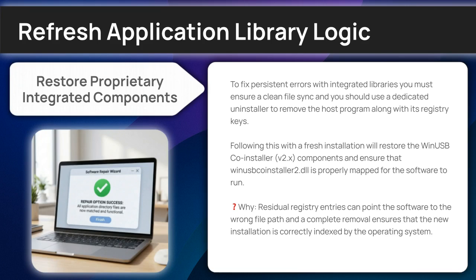To fix persistent errors with integrated libraries, you must ensure a clean file sync, and you should use a dedicated uninstaller to remove the host program along with its registry keys. Following this with a fresh installation of your software components ensures that the DLL file is properly mapped for the host program to run. Why are we doing this? Well, residual registry entries can point the software to the wrong file path, and a complete removal ensures that the new installation is correctly indexed by the operating system.